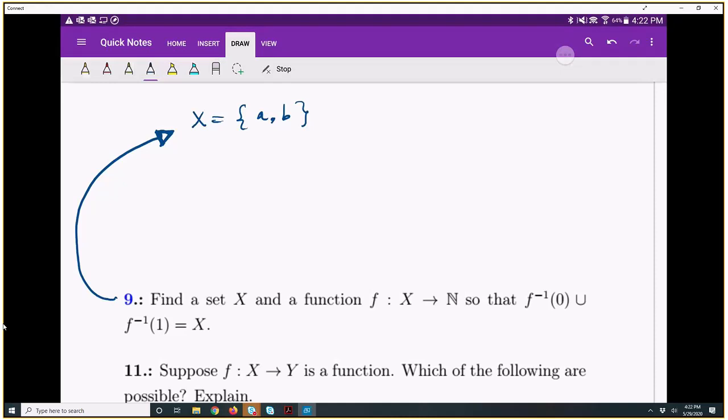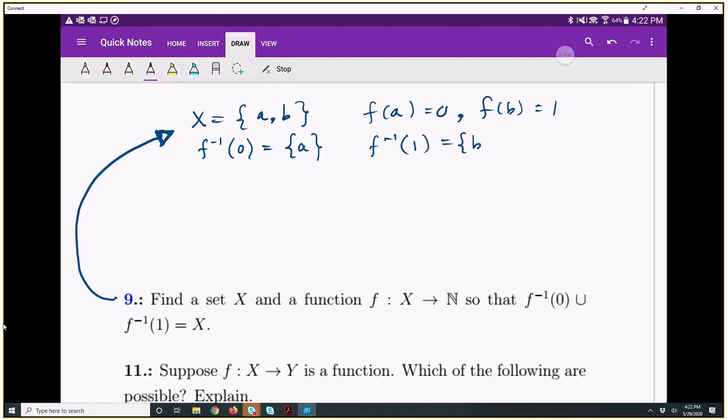Well, for that matter, I could take a 1-element set. But just to keep things simple, let's do a 2-element set, and let's say that my rule of the function is going to be f of A is 0 and f of B is 1. That's my rule. So when I take the preimage of 0, I find that that's the set singleton A. And when I take the preimage of 1, I find that that's the set singleton B. And singleton A union singleton B is X. That's exactly what I wanted. So that's a perfectly good example.